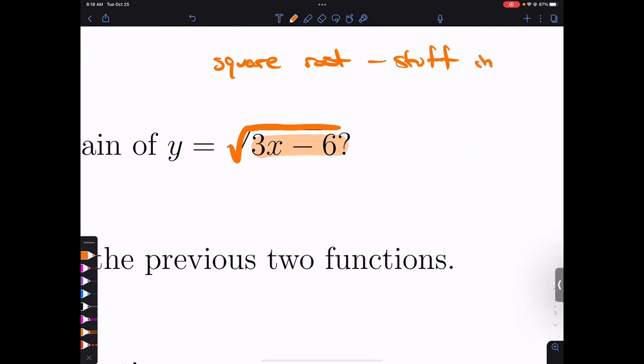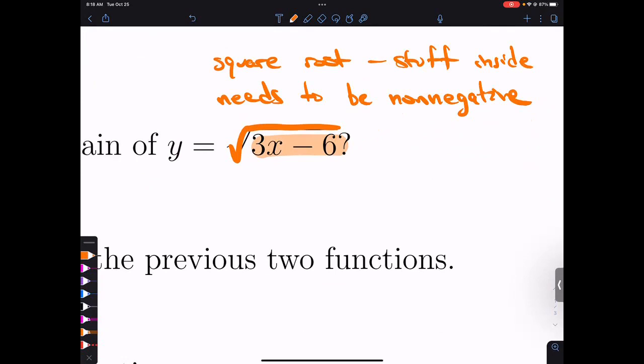The stuff inside needs to be non-negative. Philosophically, it's a little bit like what we did with the rational stuff, right? There, we said there's x at the bottom of the thing. That can't be 0 because you can't divide by 0, right? So figure out what could go wrong and then work around that. We're kind of doing the same thing here.